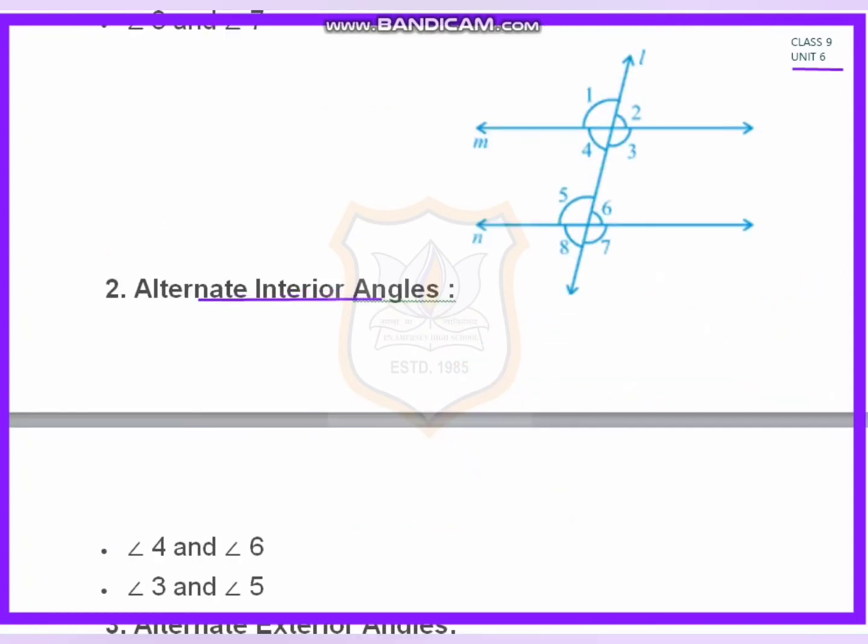Next is alternate interior angles: angle 4 and angle 6. This is an alternate interior pair. Angle 4 and angle 6 are called alternate interior angles. In the same way, 3 and 5: this is angle 3 and this is angle 5. They also form alternate interior angles.